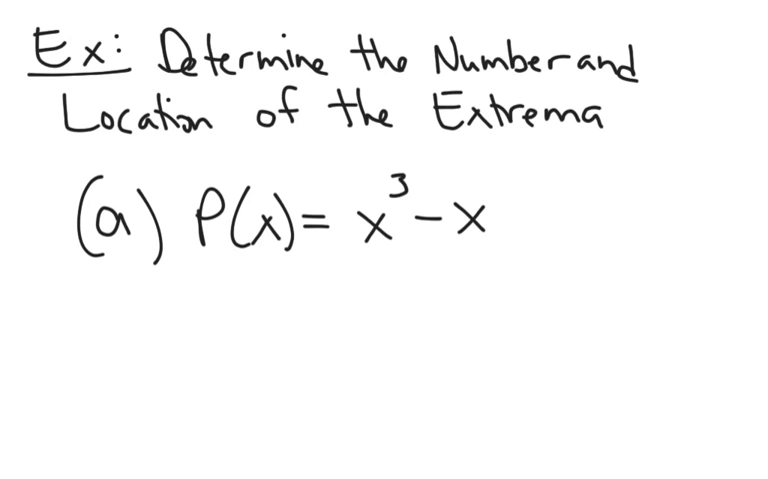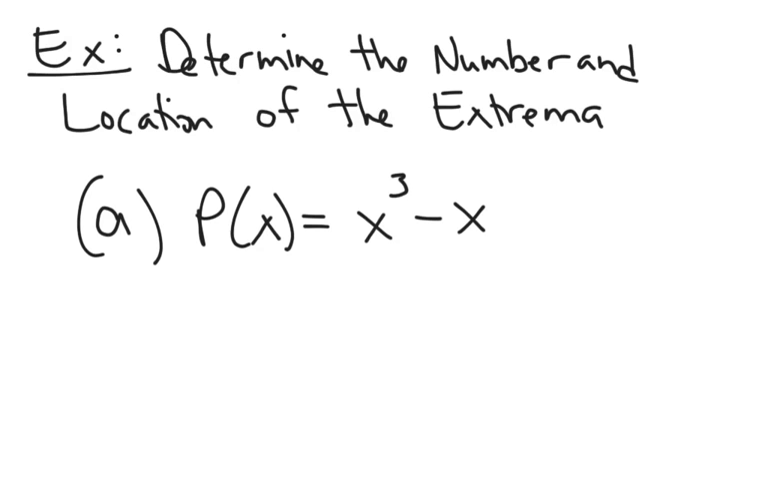In Chapter 2, we talked about finding maximums and minimums on graphs. And maximums and minimums are called extrema. Anytime a graph has a high or a low point, we call it extrema. So in order to determine the number and the location of extrema, the number is pretty easy. The number of turning points in a graph is going to tell you how many points of extrema there are.